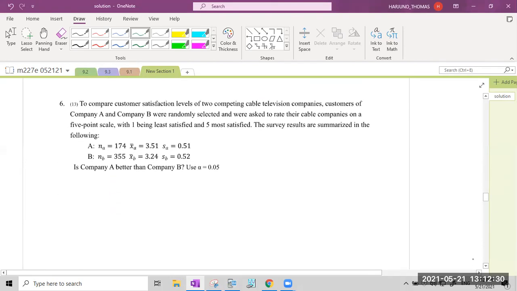And we need to do this number 6. To compare customer satisfaction level of two competing cable TV companies, customers of company A and company B were randomly selected and were asked to rate their cable companies on a 5-point scale, with 1 being least satisfied and 5 most satisfied. The survey results are summarized in the following. And the question is, is company A better than company B? Let's call that our claim.